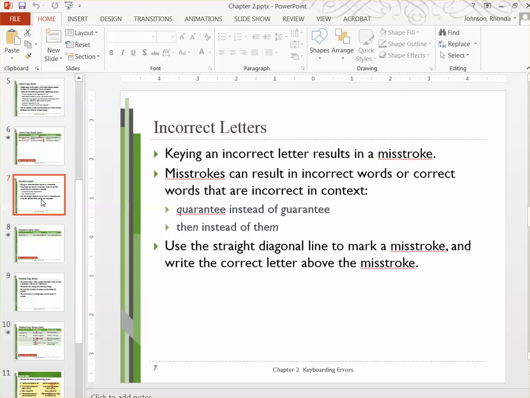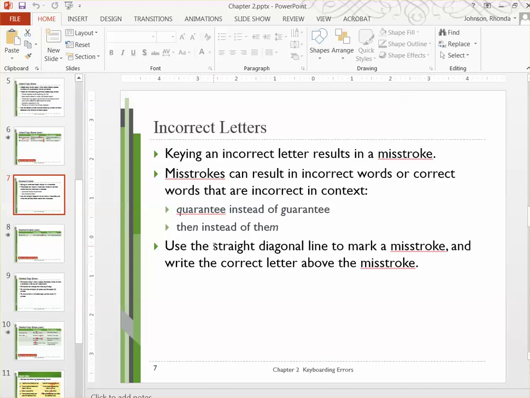So the next slide would be incorrect letters, meaning that it's just plain a misstroke. Misstrokes occur in incorrect words or correct words that are not being used in the right context. So quarantine instead of guarantee. And then instead of them. I also see then and than being used in the wrong context.